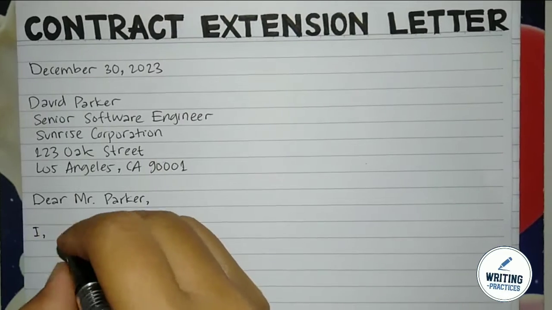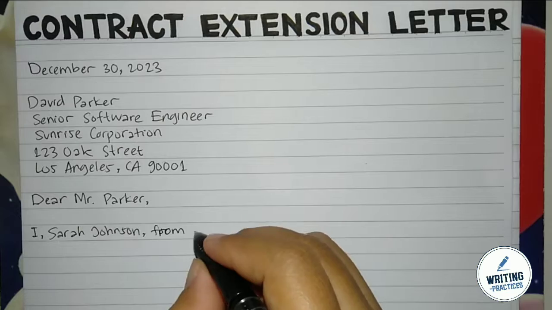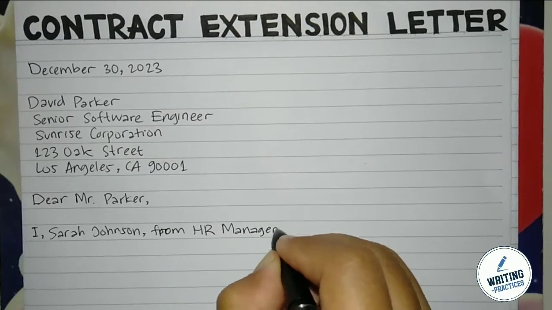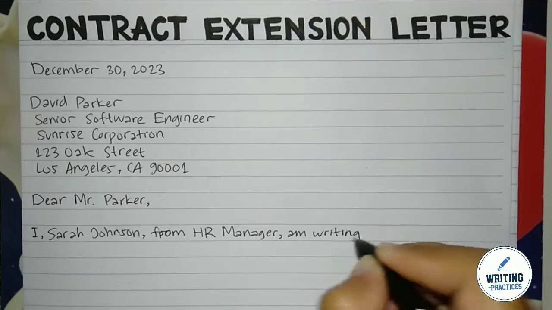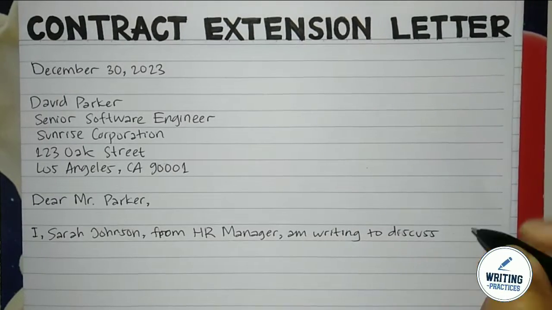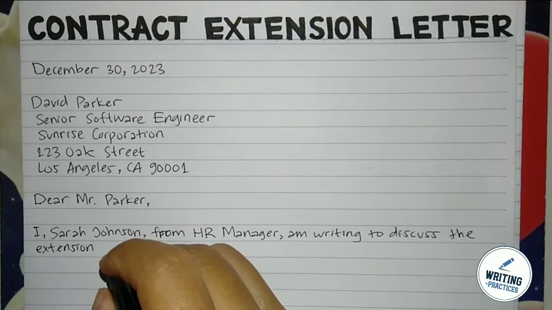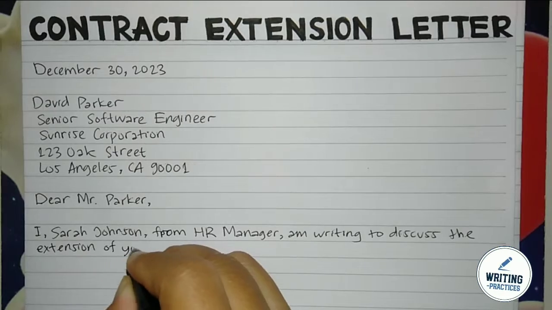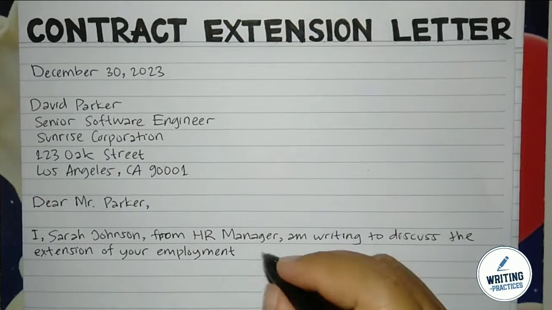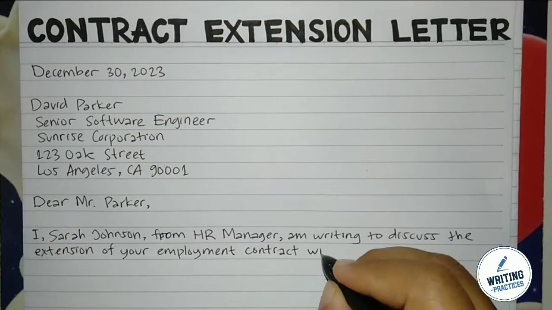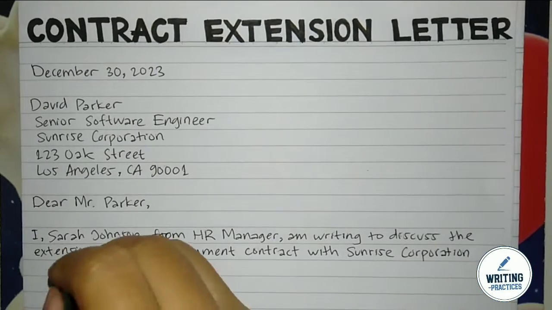In the first paragraph, you can do an introduction. Sure, you can mention your name and your occupation in the company. And of course, write the reason why you are writing this letter. It is a must that you mention the purpose of the letter, which is to discuss the extension of the contract. And this is the example. "I, Sarah Johnson, from HR Department, am writing to discuss the extension of your employment contract with Sunrise Corporation, in recognition of your exceptional performance and valuable contributions to our organization."